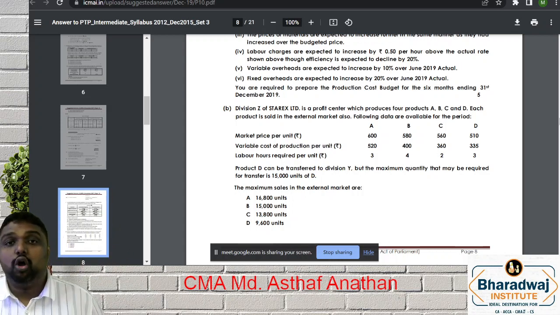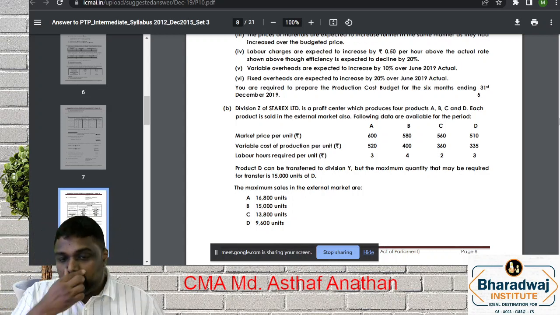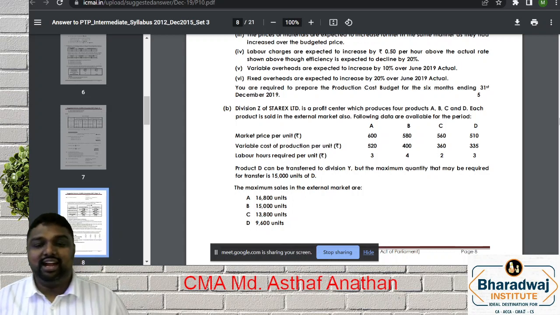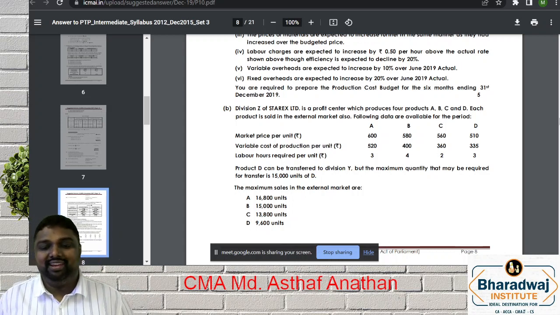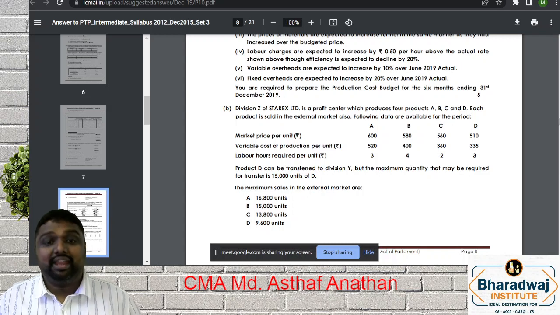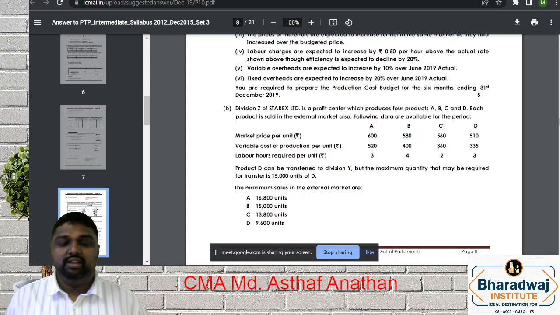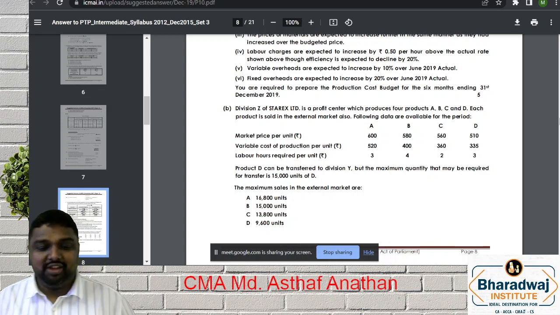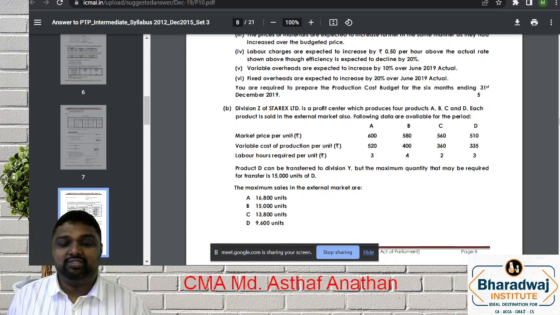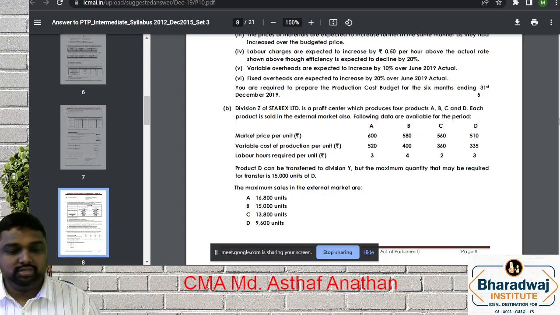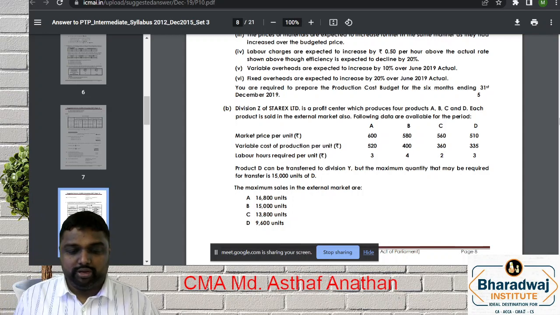Which produces four products A, B, C, D. Each product is sold in the external market also. Following are the data available for the period A, B, C, D. Market price is given. Variable cost of production is given. Labor hours is given. Product D can be transferred to Y, but the maximum quantity is 15,000. What is the maximum sales potential is given?